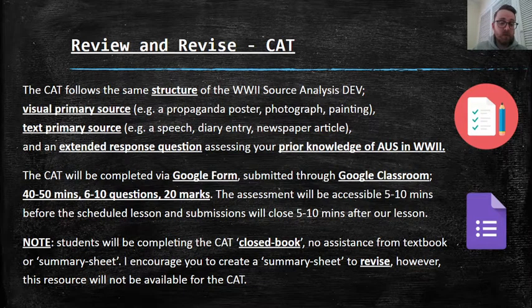I encourage you to create a summary sheet just to revise. It's good to read the information, write it down, and then write it in your own words, because you're thinking about that information in three stages: absorbing it, thinking about it, and then recreating it. However, you will not be allowed to use your summary sheet for the CAT.